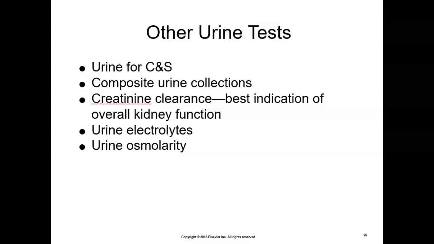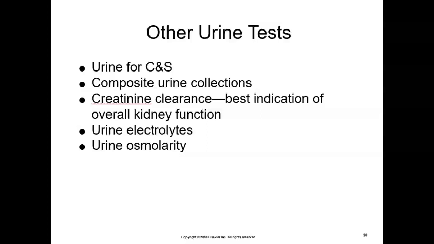known as a C&S. This C&S basically is a sample of the urine that is taken to the lab, and the C stands for culture, and that's where we figure out what type of infection the patient has, and the S stands for sensitivity, and that's where we find out what medication is effective for killing or treating the infection.